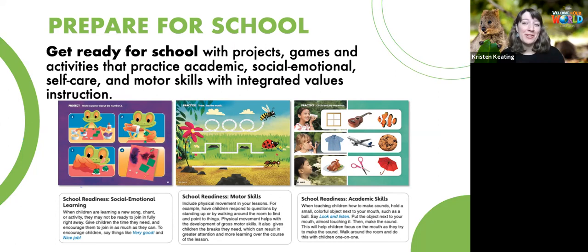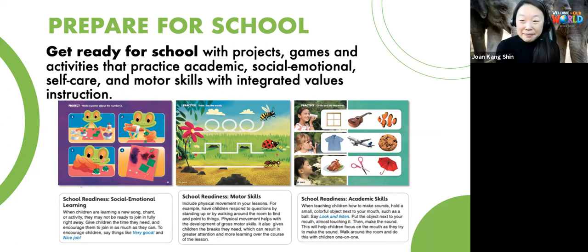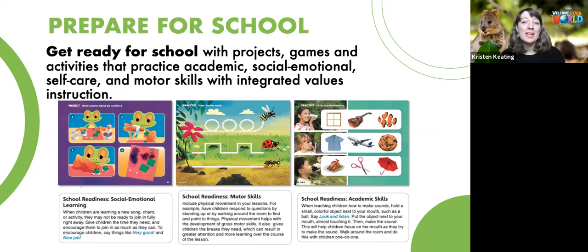And a final key feature of the Welcome to Our World program is that it helps prepare very young learners for school. So with the second edition, we've included school readiness in the projects, games, and activities so that children are also practicing the academic, social, emotional, self-care, and motor skills that are so important for children at this age. This feature also integrates key values instruction, and I'll go into more detail on that when we talk about the new features.